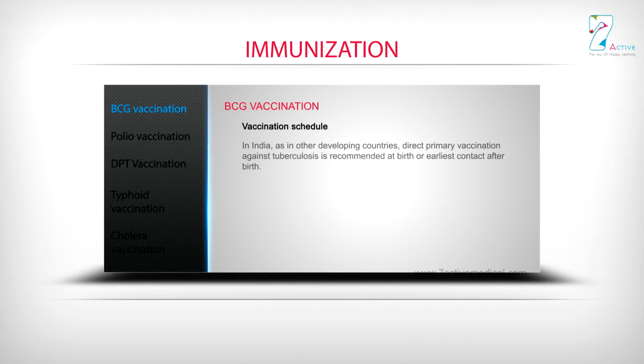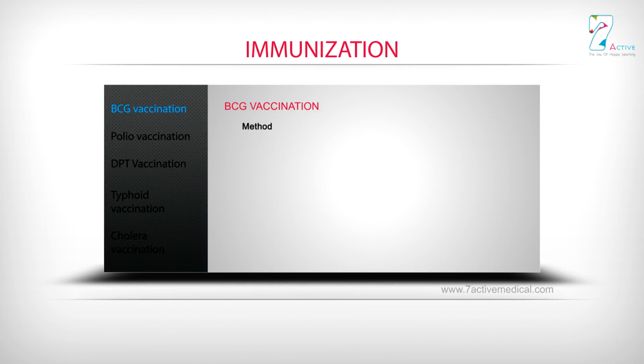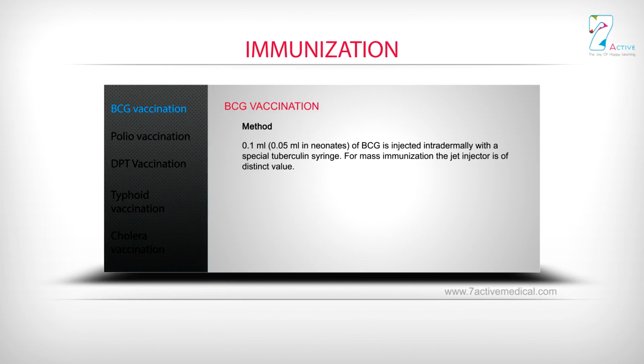Vaccination schedule. In India, as in other developing countries, direct primary vaccination against tuberculosis is recommended at birth or earliest contact after birth. Site. The standard site is in the middle of the deltoid just above its insertion over the left upper arm. Method. 0.1 milliliter, 0.05 milliliter in neonates, of BCG is injected intradermally with a special tuberculin syringe. For mass immunization, the jet injector is of distinct value.